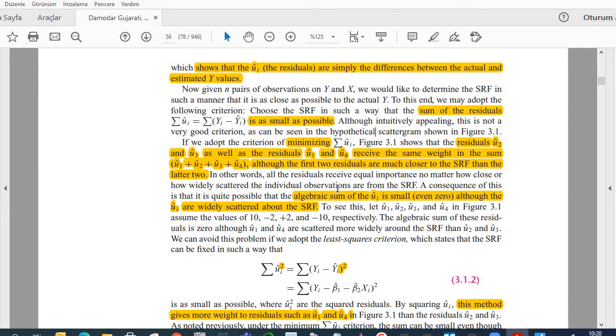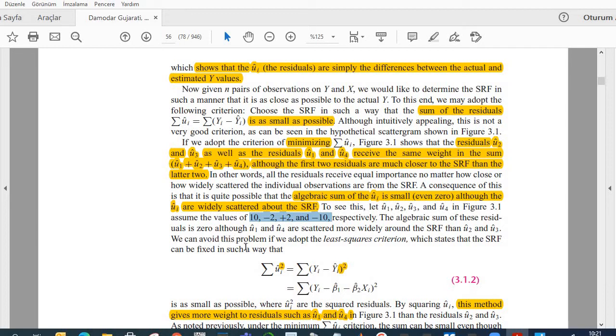A consequence of this is that it's quite possible that the algebraic sum of the u_i is small, even zero, although the u_i are widely scattered around the sample regression function. So, for example, we can give the values: for u1, 10; u2, minus 2; u3, minus 2; and for u4, minus 10. When we add them up, we see that they sum to 0. The algebraic sum of the residuals is 0, although u1 and u4 are scattered more widely around the sample regression function than u2 and u3.